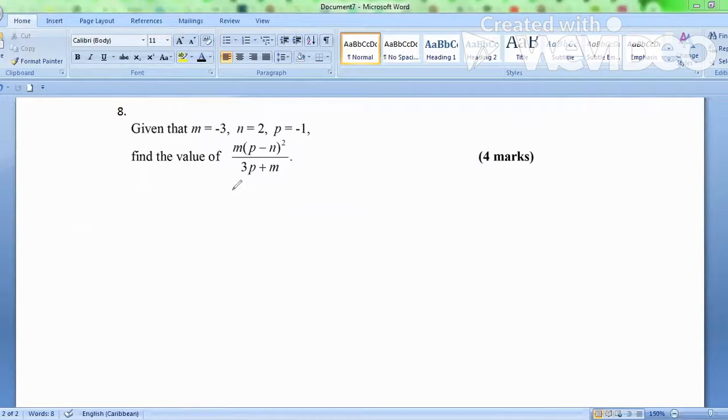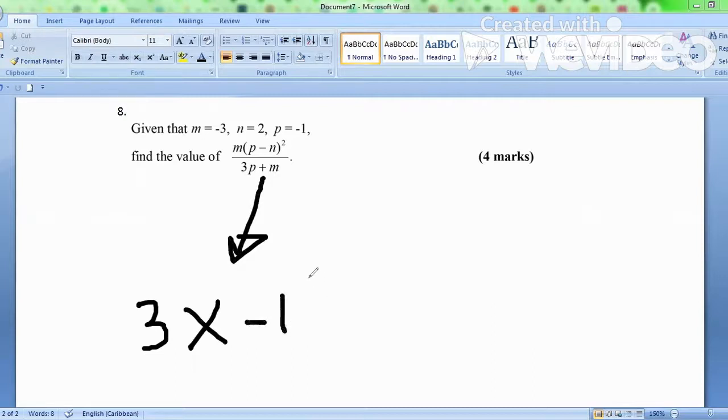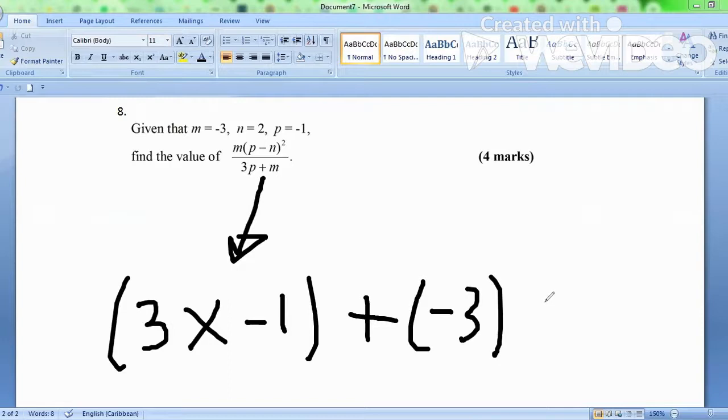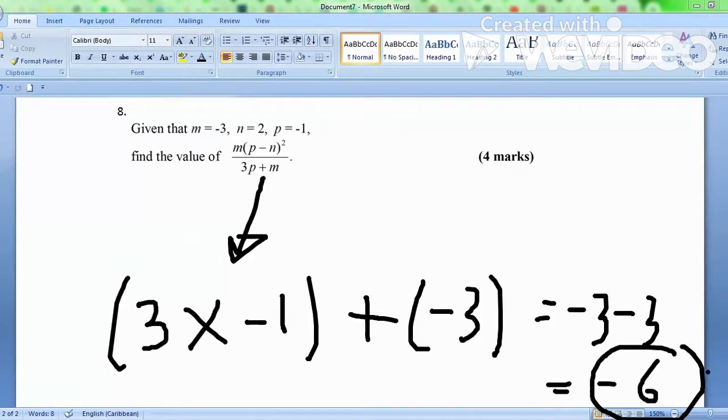Let me run the bottom part again. You're talking about this, right? All right, so you have 3 multiplied by p. What is p? -1, plus m, which is -3. All right, 3 times -1 is what? 3. A positive and a negative give you a negative. So you have -3 and you have -6. The answer now? -6, no, +6.